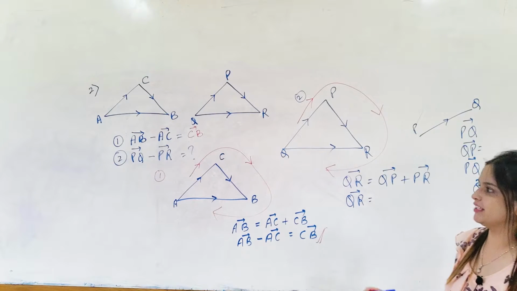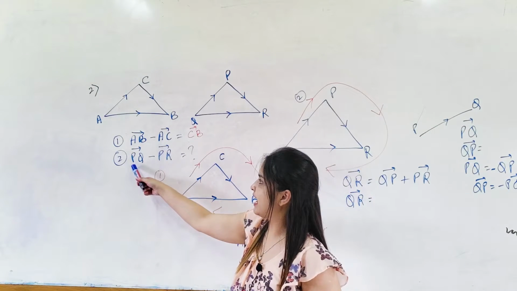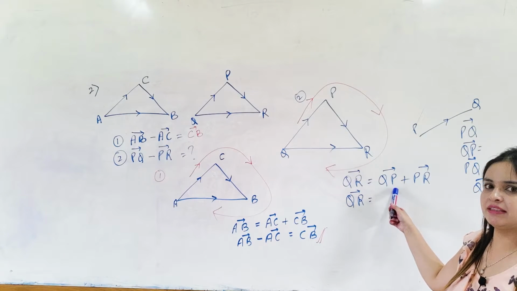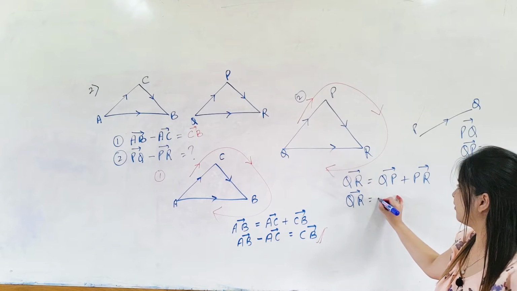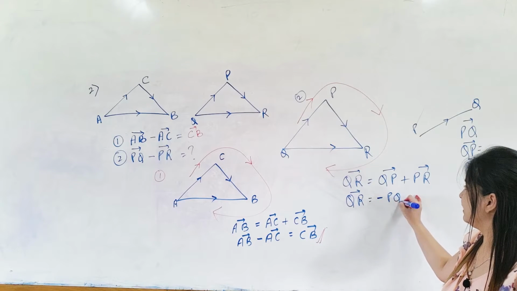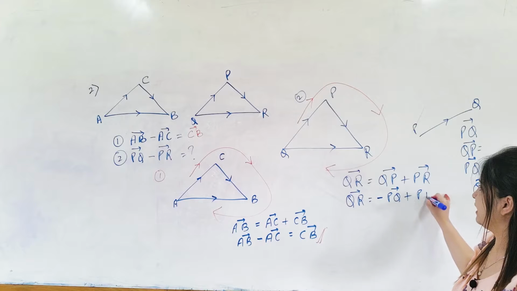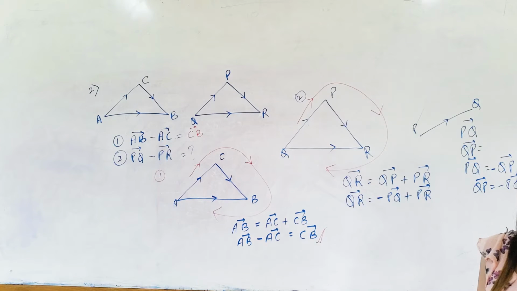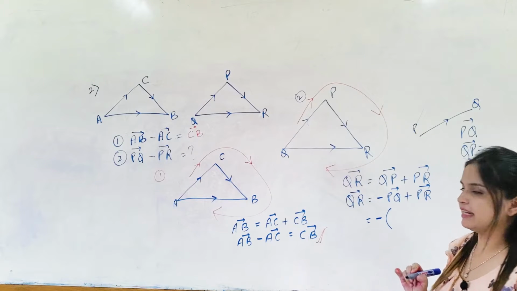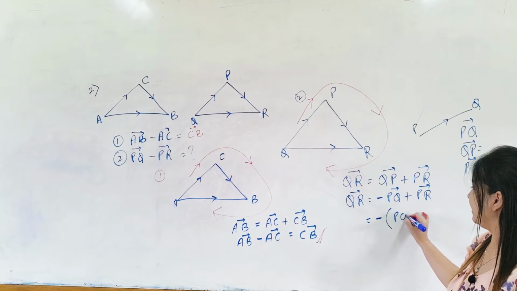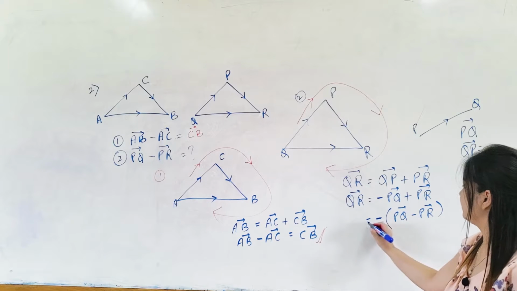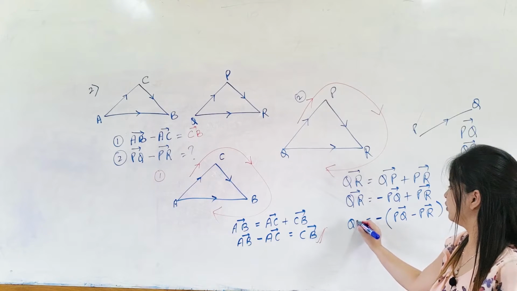Now come back to the question. In my question, I have PQ. So I will replace my QP with minus PQ. So I can write QP is equal to minus PQ plus PR. Right? Now take minus common outside. I will get PQ minus PR inside is equal to QR.